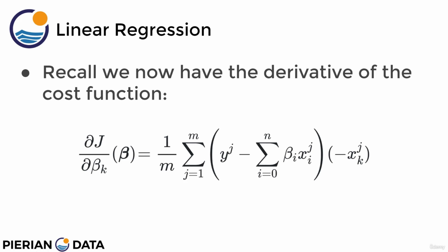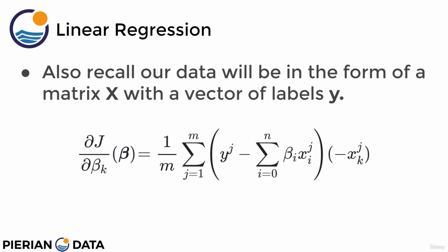We can recall that in the previous lecture, we derived this equation, essentially just the derivative of the cost function. What we're doing here is taking the partial derivative with respect to every single beta coefficient for k number of features here. You can also recall our data will be in the form of a matrix X with a vector of labels Y. So we previously discussed how I could transform a real data set into matrix notation.